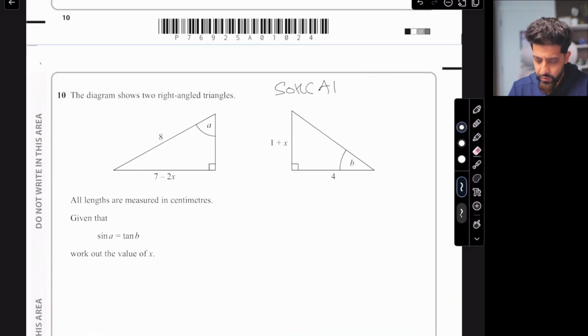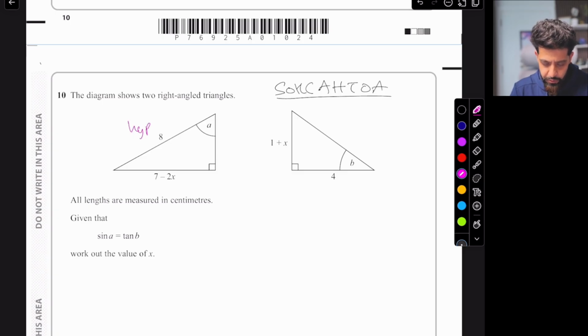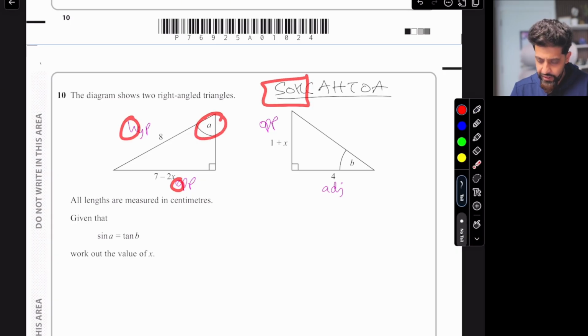So we can write down our SOHCAHTOA right there. So if we label the diagram, this is our hypotenuse, this is our opposite, okay, because opposite the angle. This one, this is our adjacent, this is our opposite. So if we look at the first diagram, we have opposite and hypotenuse, which is using sine. So it's going to be sine of this.